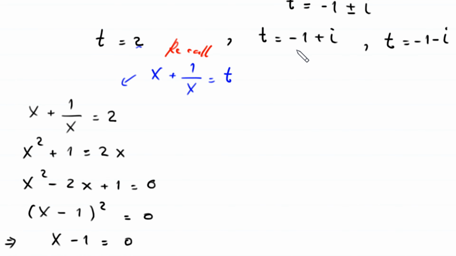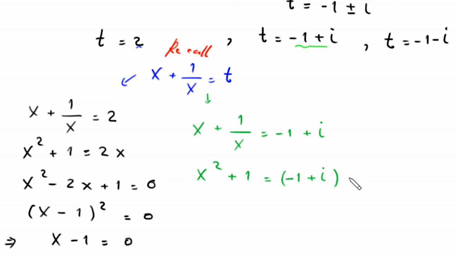When t is negative 1 plus i, then this equation will become x plus 1 over x is equal to negative 1 plus i. Multiply both sides by x, this will become x squared plus 1 is equal to negative 1 plus i times x. Move this expression to the left hand side, this will become x squared minus negative 1 plus i times x plus 1 is equal to 0.